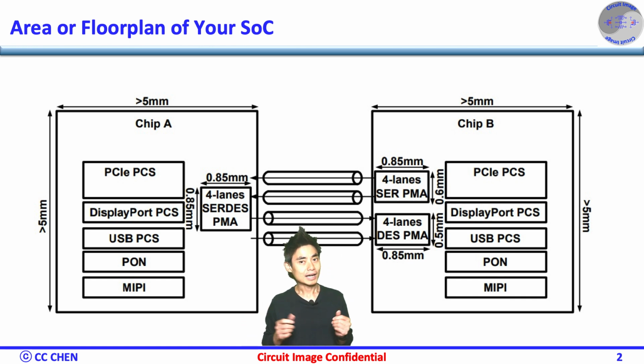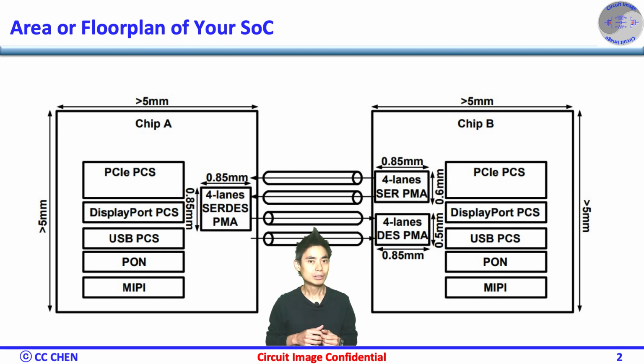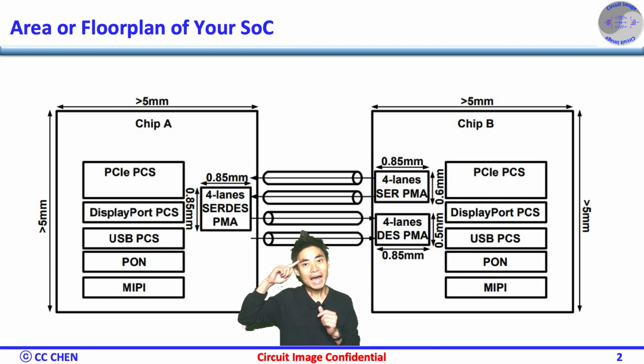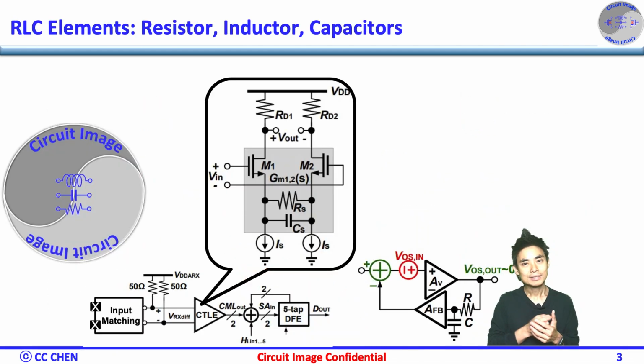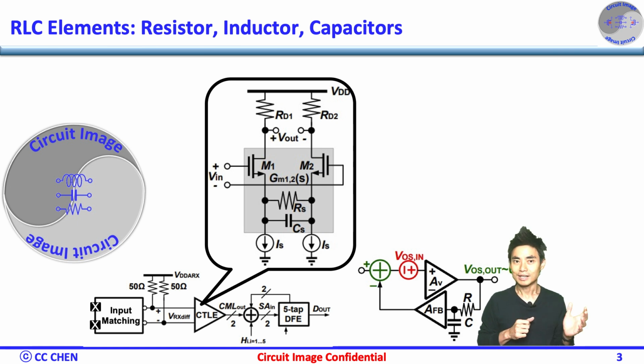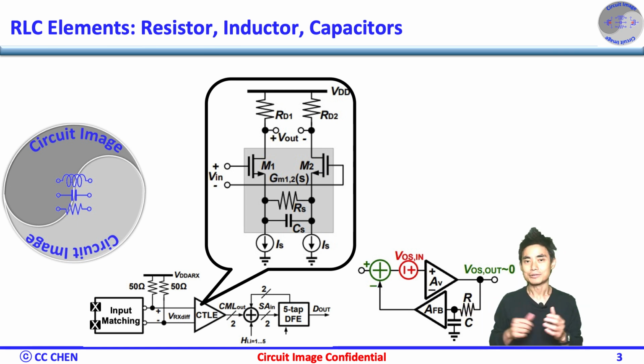Before doing design, you might want to know how much area or floor plan you should assign. So, what was the first process evaluation you need to make? Think about the passive elements for 5 seconds. Correct. The first thing you need to evaluate is the RLC elements, standing for resistor, inductor, capacitors as follows.